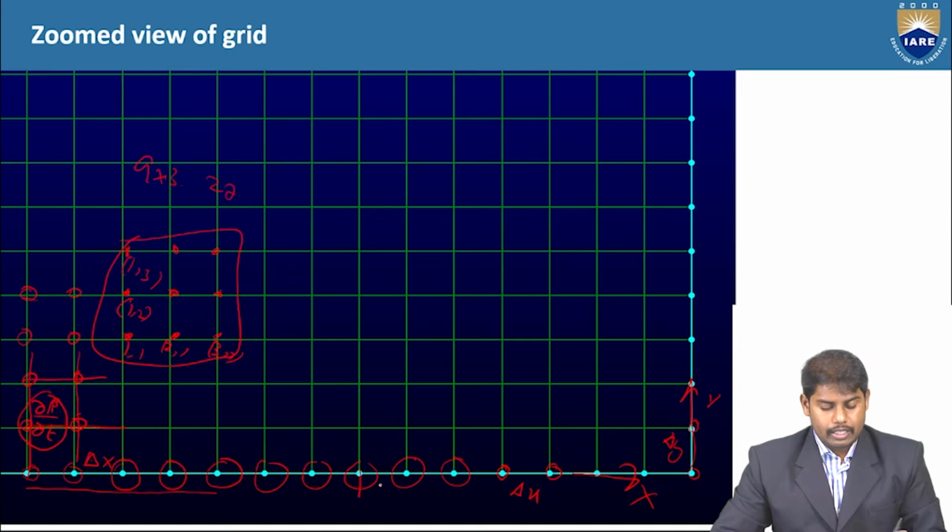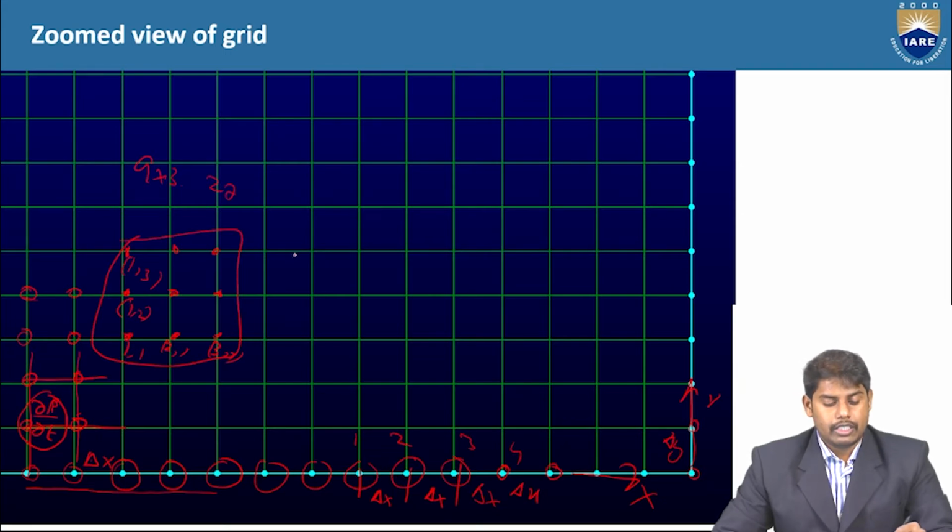So let's say these three things. So 1, 2, 3. The distance between 1 and 2, let's say it is delta x, and if the distance between 2 and 3 is the same delta x, and if the distance between 3 and 4 is the same delta x, so what is the meaning? The spacing is uniform between successive grid points. So this type of mesh is called uniform mesh.